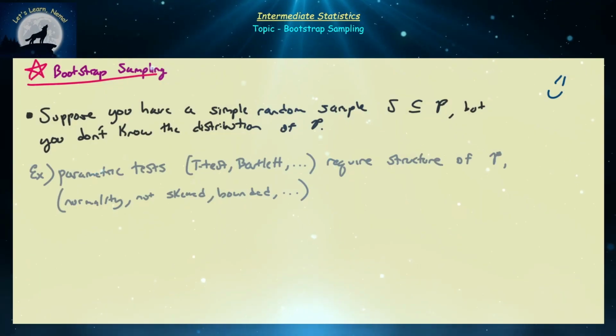Hello everyone, and welcome back to the series on intermediate statistics. Today we're going to be talking about a very useful method that can be used when you do not know the distribution that you're sampling from. Now, why do we care?